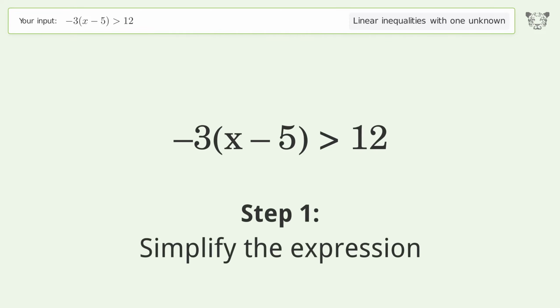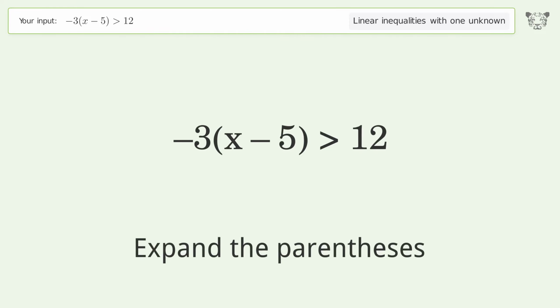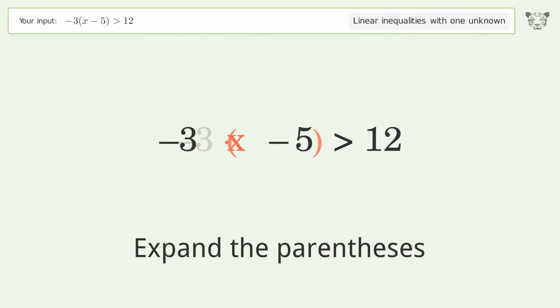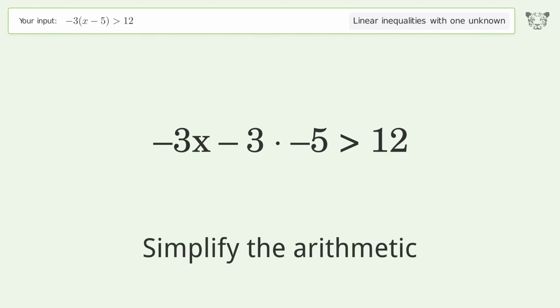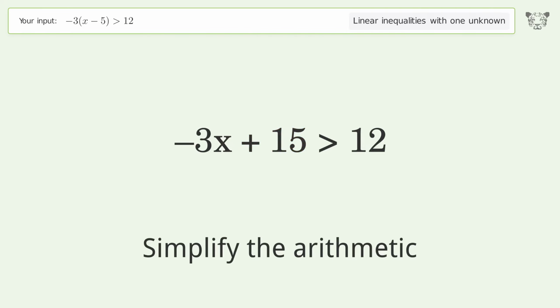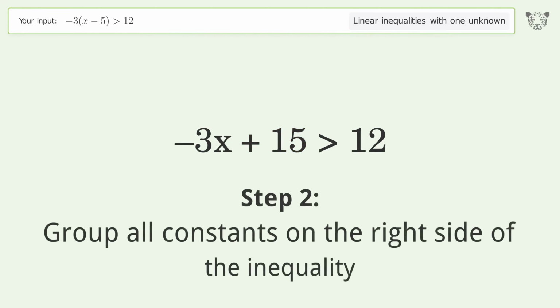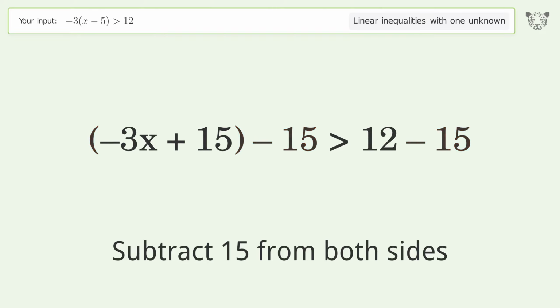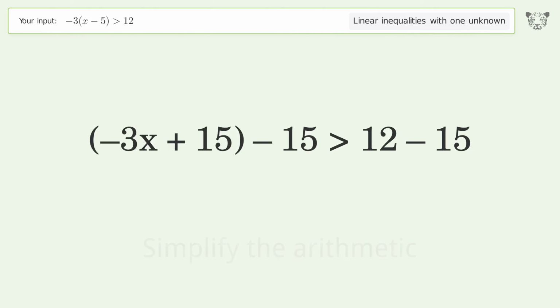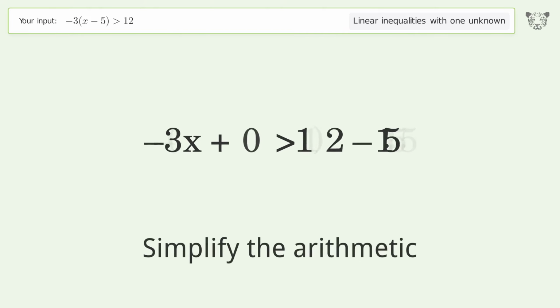Simplify the expression. Expand the parentheses. Simplify the arithmetic. Group all constants on the right side of the inequality. Subtract 15 from both sides. Simplify the arithmetic.